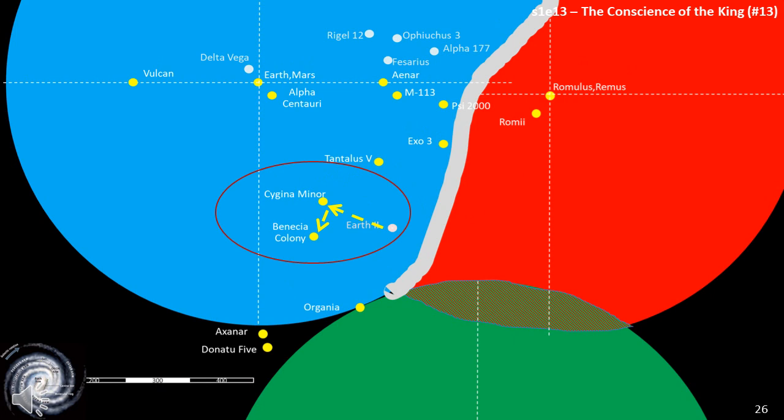In The Conscience of the King, the Enterprise visits two planets, which are both reasonably close to each other. This must be further in the Federation, as both colonies seem reasonably well developed and are not frontier colony worlds.